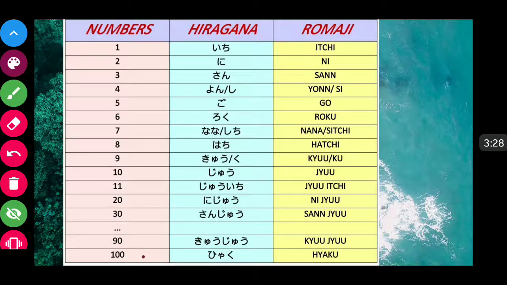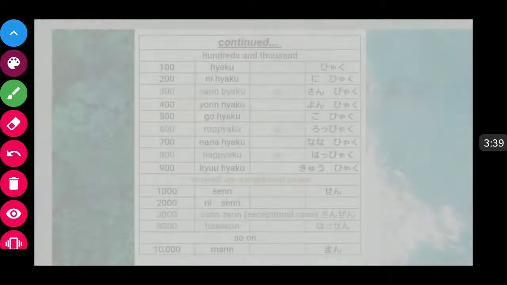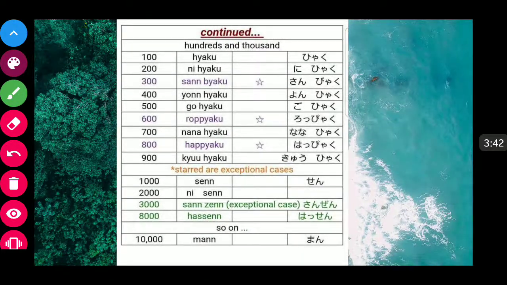Now let's go to 100. 100 is called hyaku. Let's continue our counting. 100 is hyaku, 200 will be nihyaku, obviously. In the same way, 10 is ju, 20 is niju. The same way, hyaku is 100, so our 200 will be nihyaku.